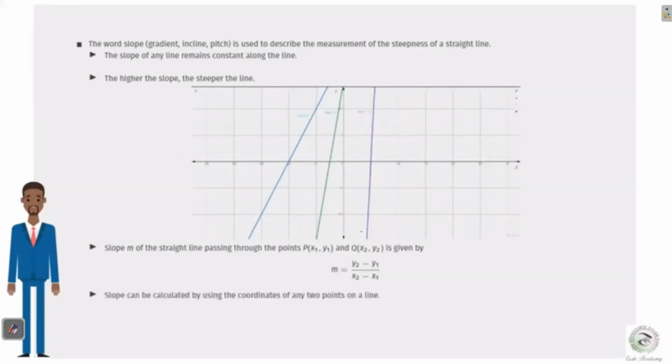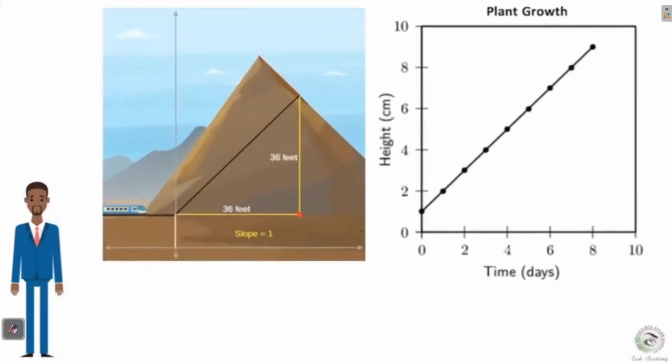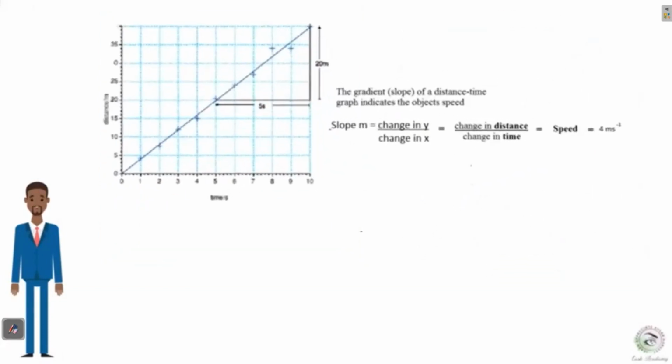Slope can be calculated by using the coordinates of any 2 points on a line. The concept of the slope, the rate of change of a straight line, could give important information. The slope of a mountain measures the steepness of the mountain. Also, for instance, the slope of a line could represent change in height over time, velocity, speed, or acceleration.